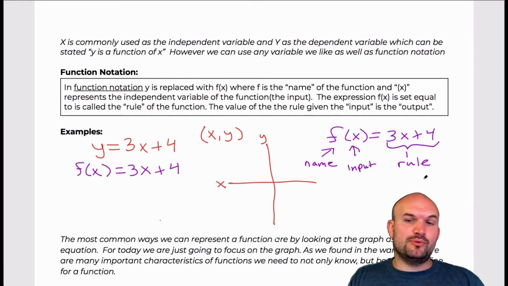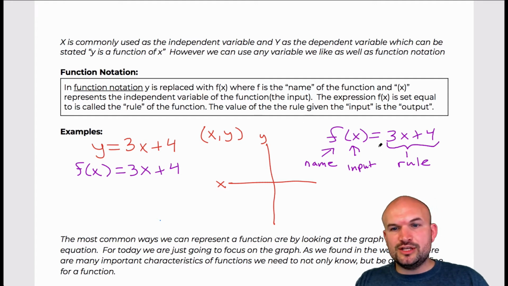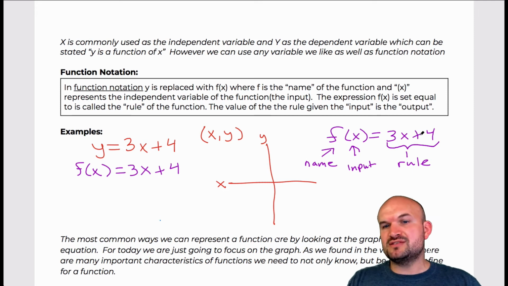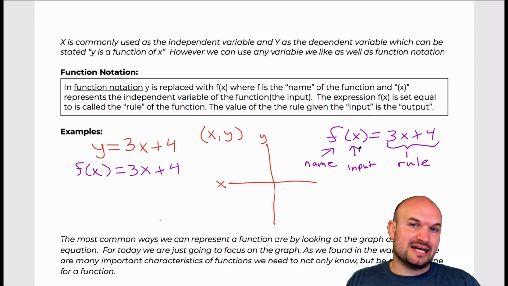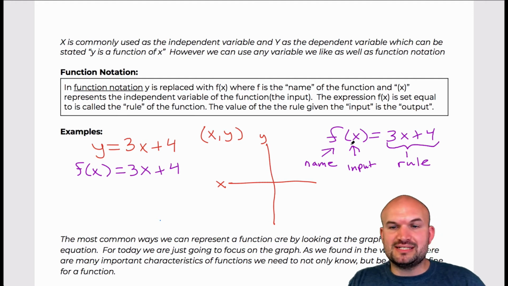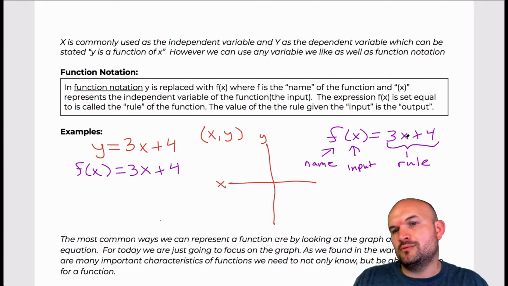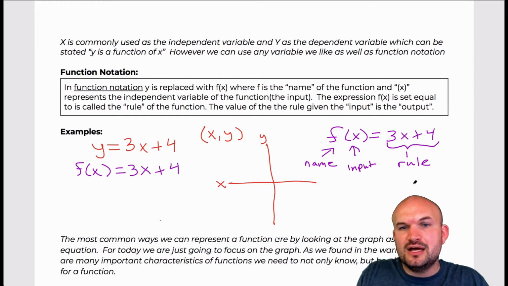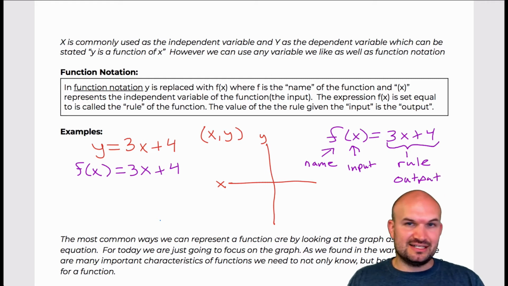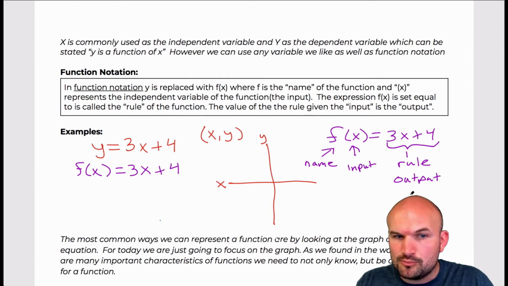Now, the important thing about the rule is when you plug in a value for x. Right now it's just a rule, 3 times x plus 4. But if I replace the x with a number, then I'm going to get a value, right? If I replace x with 1, then I'll have 3 times 1, which is 3, plus 4, which would be 7. So it's also the output value when x is defined.